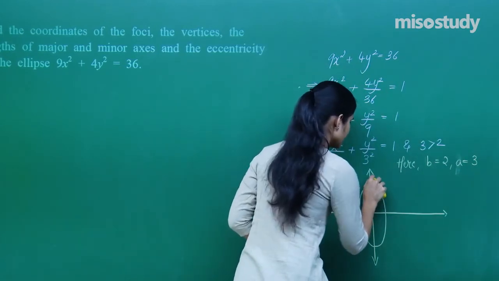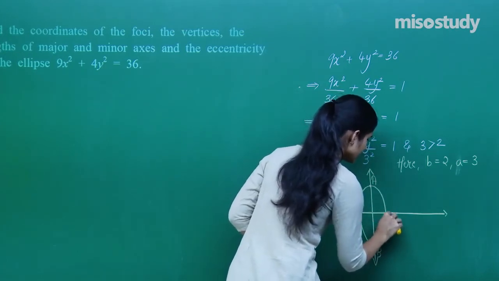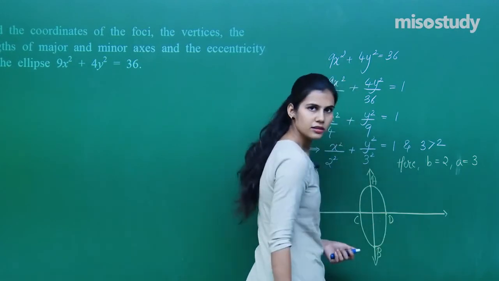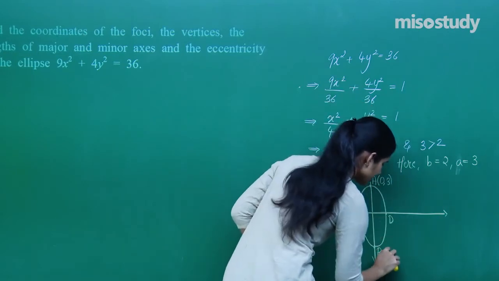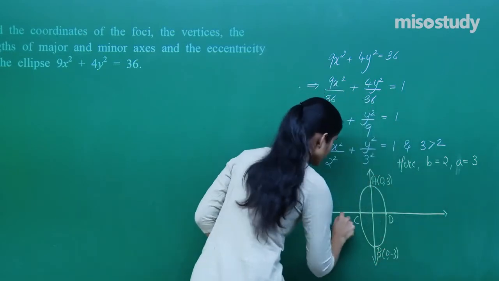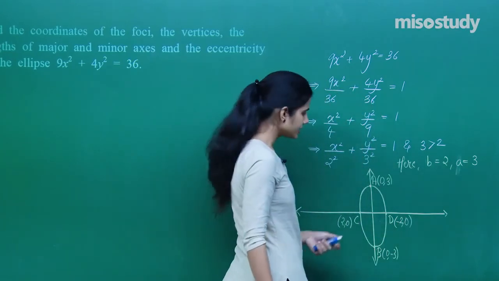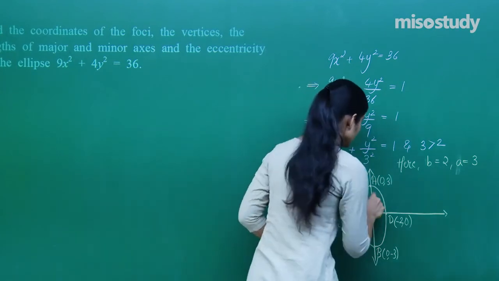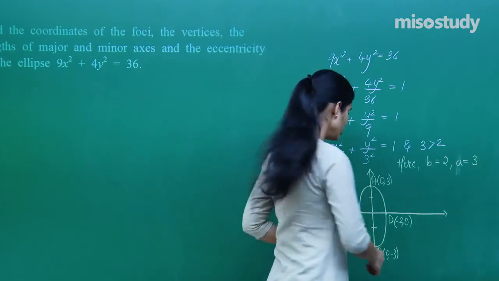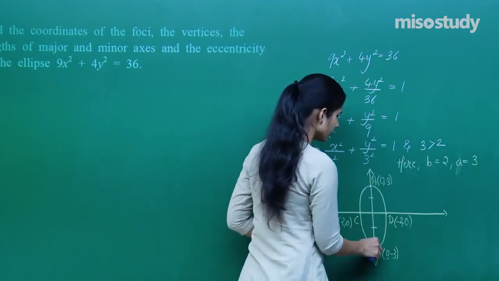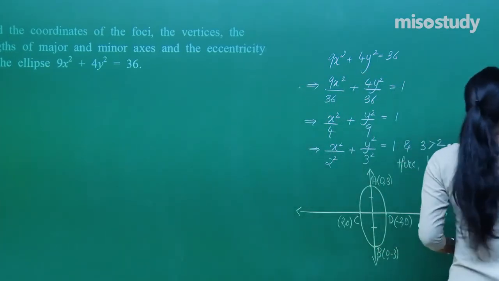This is having, say this is A point, this is B point, this is C and this is D. Clear? Fine. A has coordinates (0, 3) and this is (0, minus 3). C has coordinates (2, 0). This is (minus 2, 0). Major axis is AB, minor axis is CD. Somewhere here would be my focus. Fine, somewhere here would be my focus. So basically I have got the coordinates of the vertices (0, plus minus 3). Fine, let's find out the coordinates of the focus.